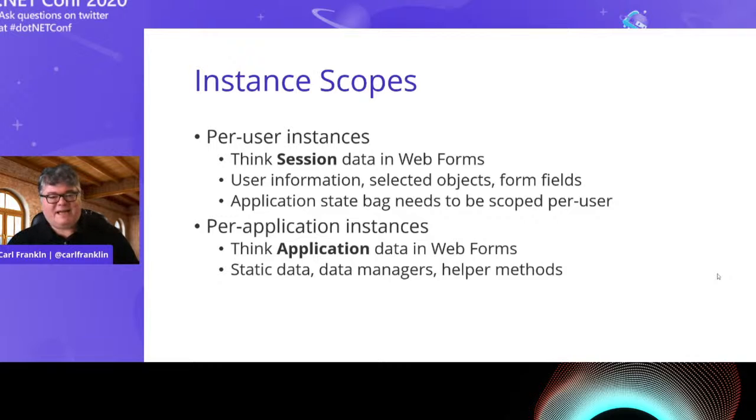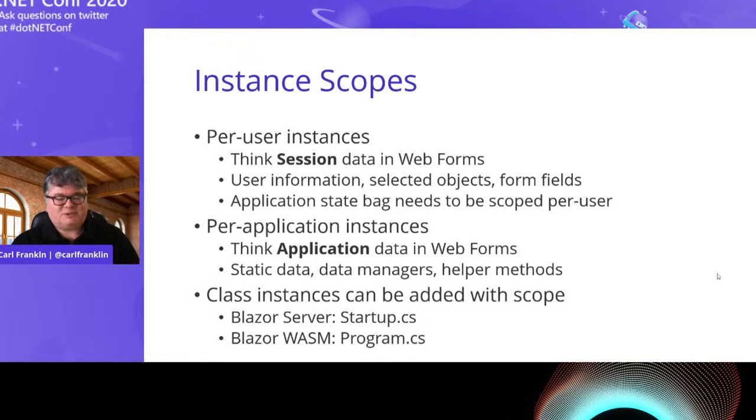Now, a per application instance, we have these as well. You can think of the application object in web forms. This is a good place to put static data, data managers, helper methods, anything that doesn't require per user access. We have those as singletons. Singletons, we'll talk about that, because in a Blazor WASM app, there really isn't any need to do a singleton versus a scope because there's only one user. But then we have just your basic class instances. A class instance is essentially transient.